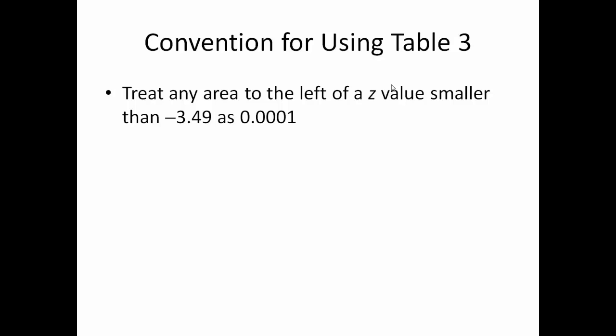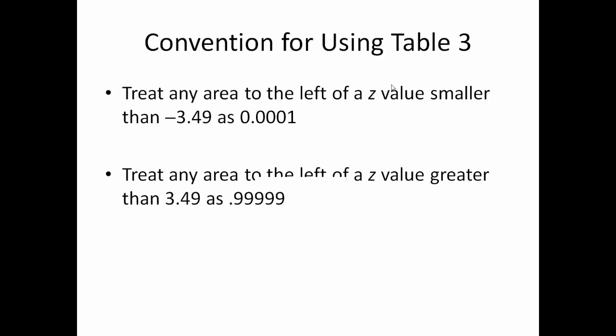As a final note, you may note that the table, as far as it goes, is negative 3.49. When we look at areas to the left of negative 3.49, and we're going to continue to use our convention of 4 decimal places, we're going to claim them to be smaller than 0.0001. And on the other end of the spectrum, when we have a z value greater than positive 3.49, we're just going to say the area is greater than 0.9999. And that's all we can say because we're only using 4 decimal places.